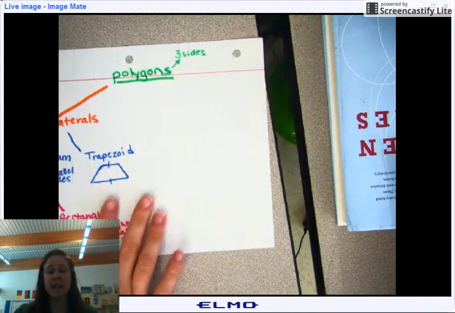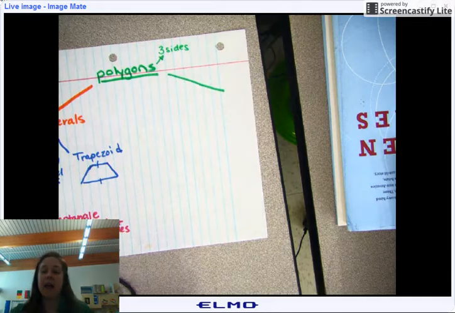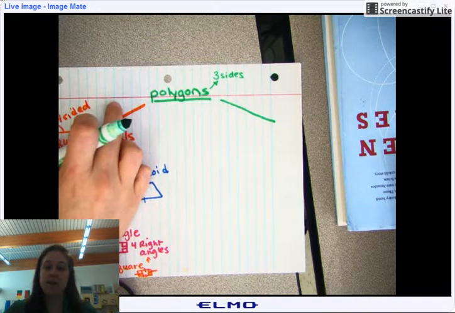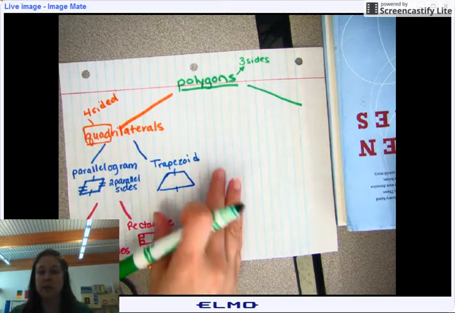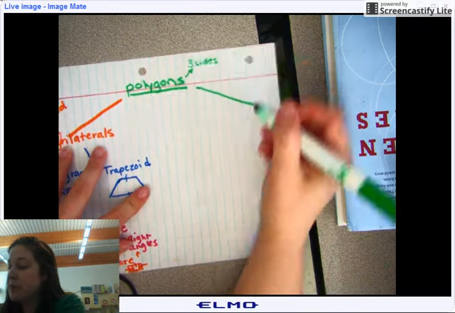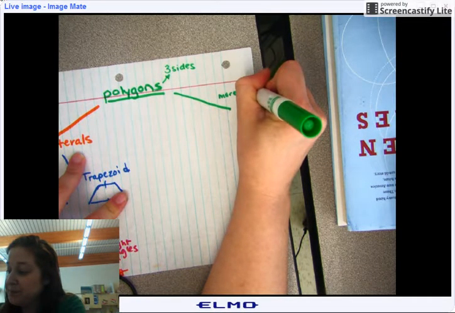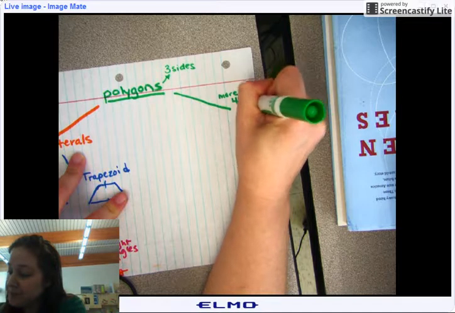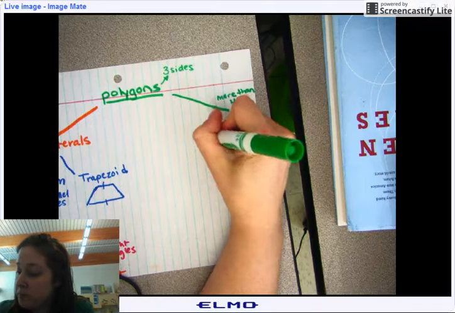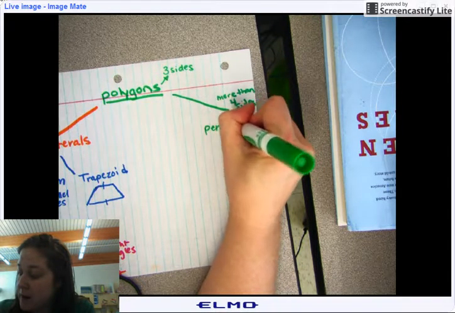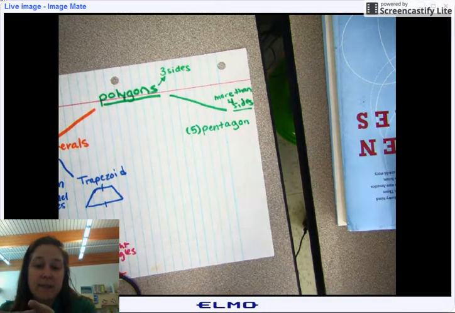I'm going to come over here to this side. If this is my four-sided objects, I'm going to have ones with five-sided objects or even more. So this one's going to be more. These are going to be more than four sides. And we start off with our pentagon. A pentagon has, I'm going to write 5 next to it, 5 sides.